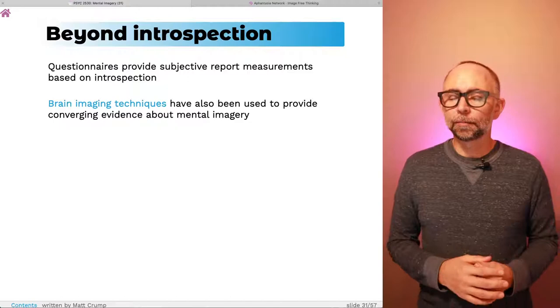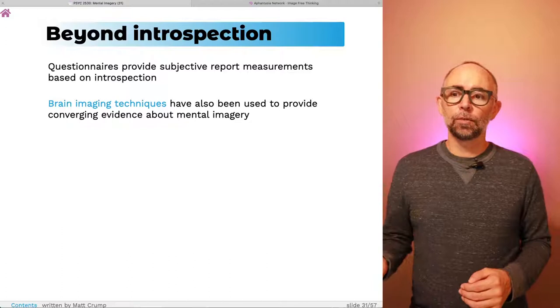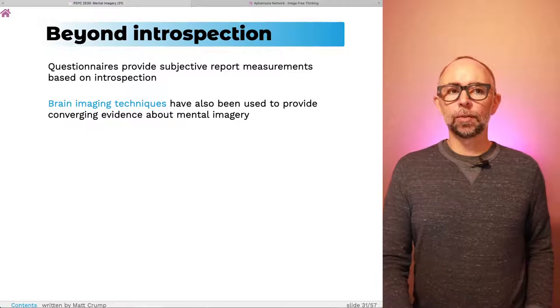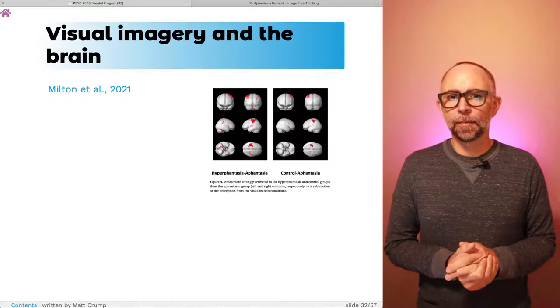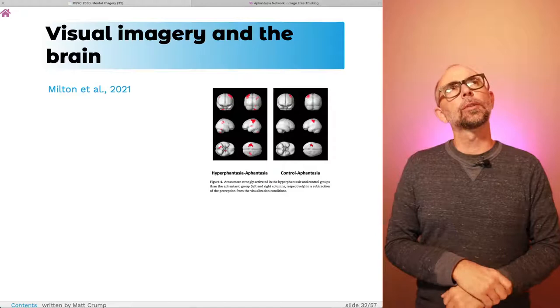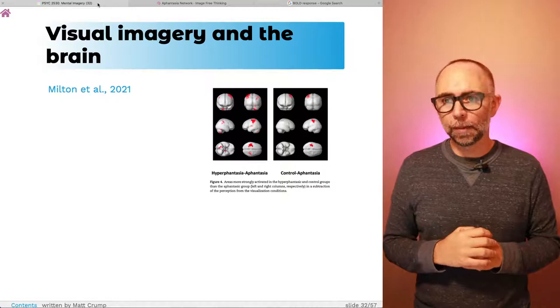I'll briefly mention that there are. We're not going to dive into this too much because this is still an introductory survey course, but we could use brain imaging techniques to provide converging evidence about mental imagery. As an example, you could take people, put them in a functional magnetic resonance imaging device, and that's going to measure blood flow, oxygen, the BOLD response. That's the blood oxygen levels in various parts of your brain, and how they're changing over time as you perform a task.